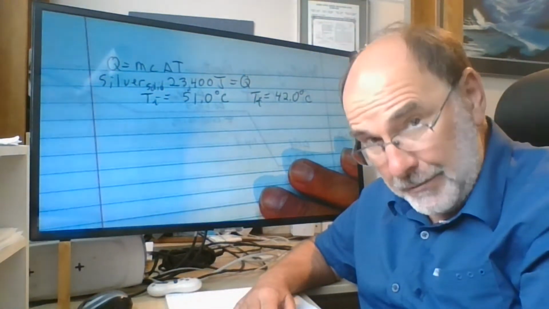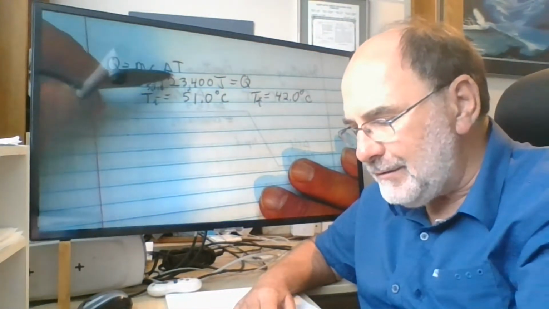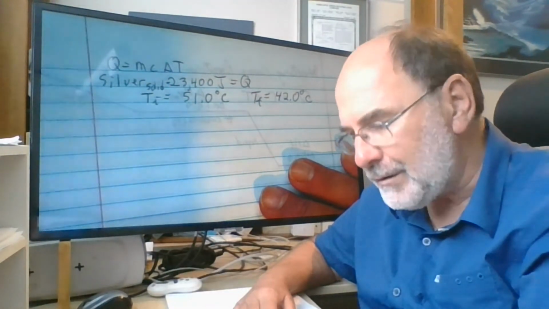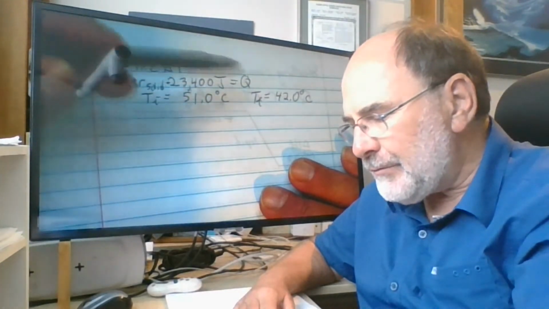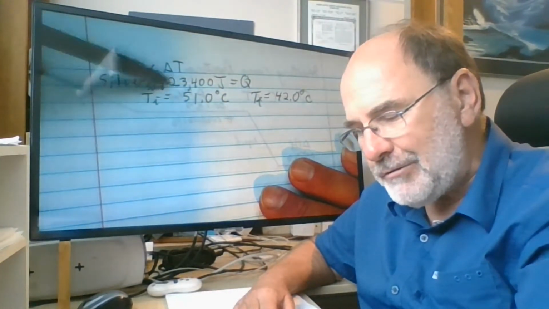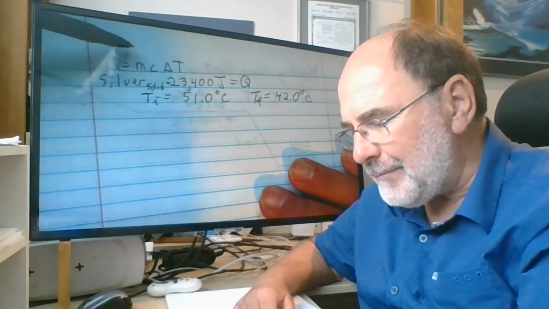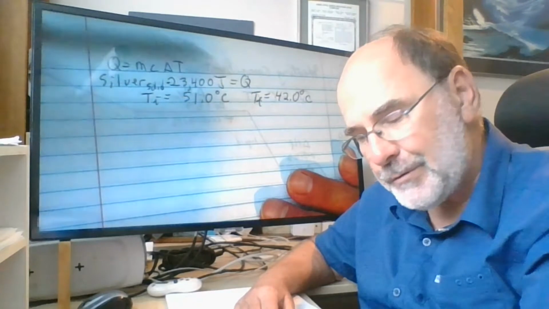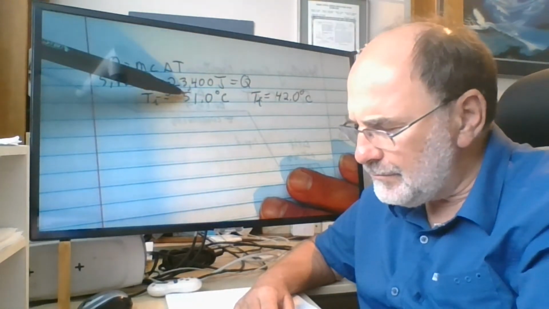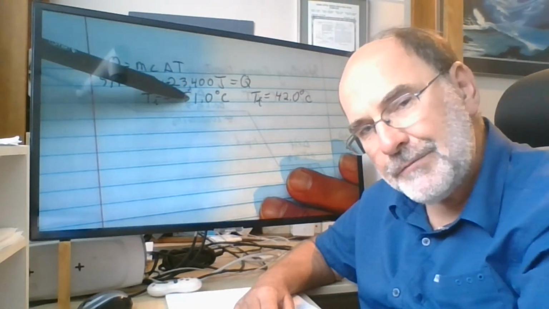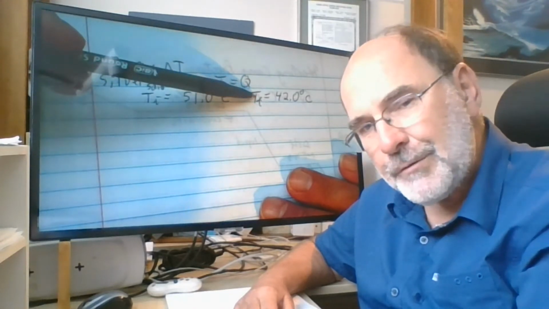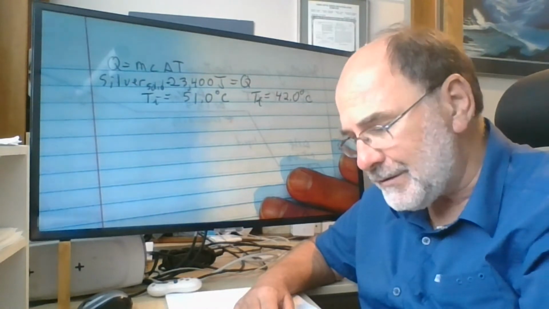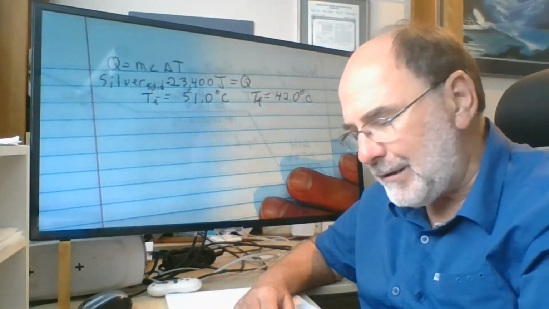So I'm cooling it down this time. I'm removing heat, so I guess I should say Q is minus 23,400 joules. Correction: the heat that I remove is going to be 23,400 joules from solid silver. Initial temperature 51 degrees, final temperature 42 degrees. Calculate, please, how much mass of silver is involved in this made up problem.